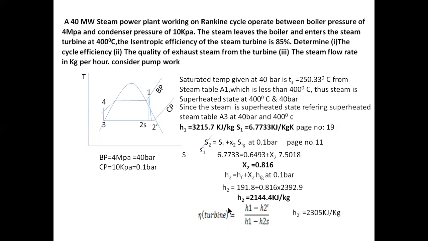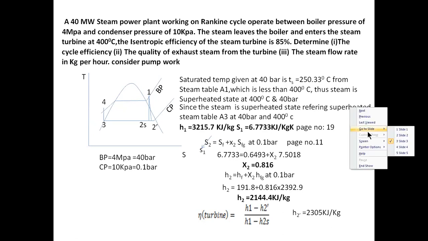Here the turbine efficiency is given. What is the turbine efficiency given? It is 85%, so you use 0.85. H1 we know this value, H2 we know this value. Substituting, you will get H2 dash, that is 2305 kilojoules per kg.